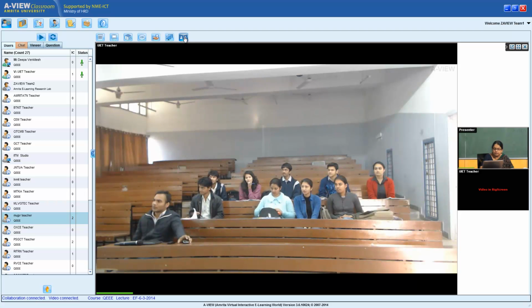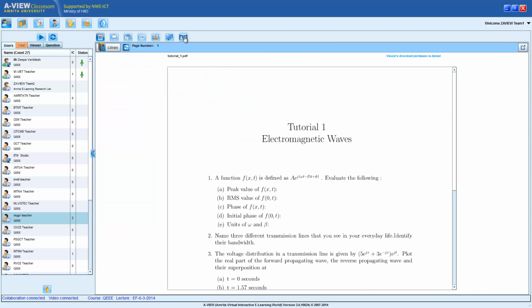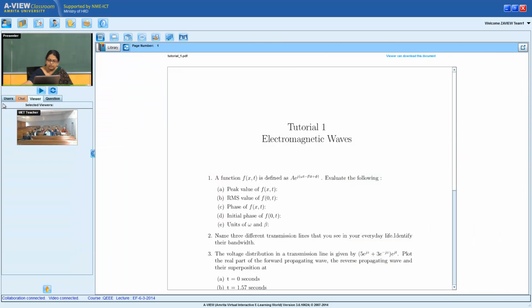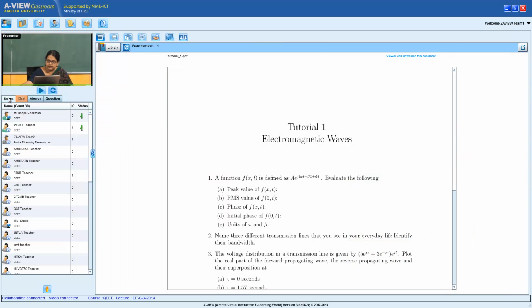Those who have not, those who did not get the tutorials, please open the first tab in the A view and right click on the tutorial. So if I say, is the screen being shared with them now? They are able to see.